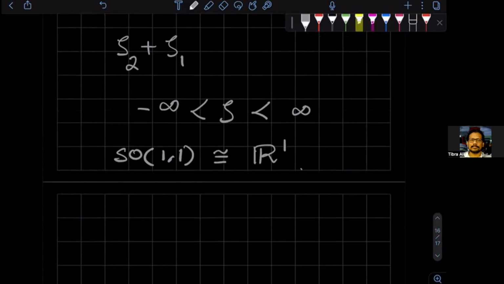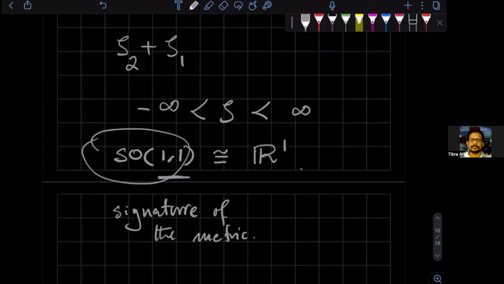Any questions? Sir, do we write SO(1,1) to emphasize that it's not the rotation in two dimensions, but rather we're working on space-time? Yeah. This comma corresponds to the signature of your space-time, the signature of the metric.